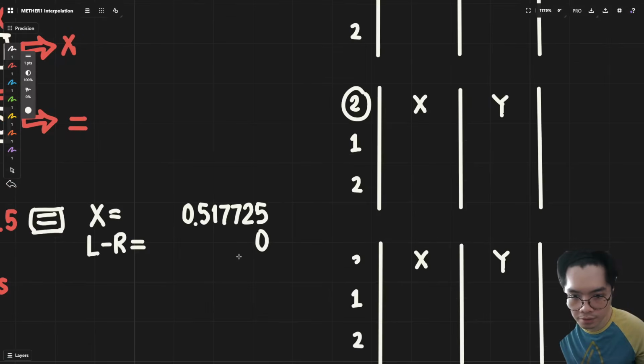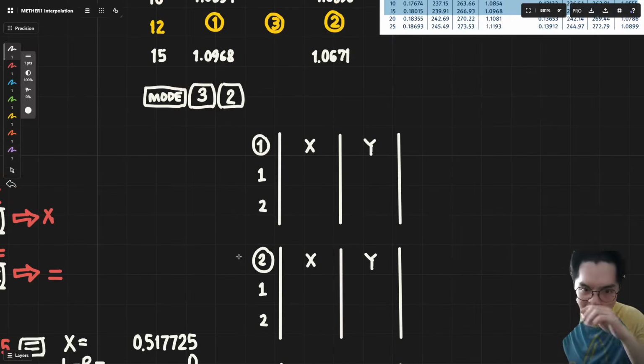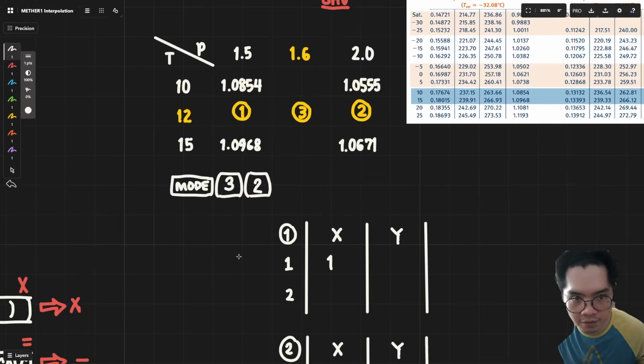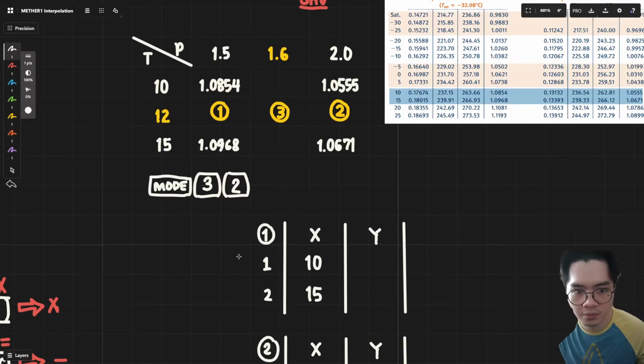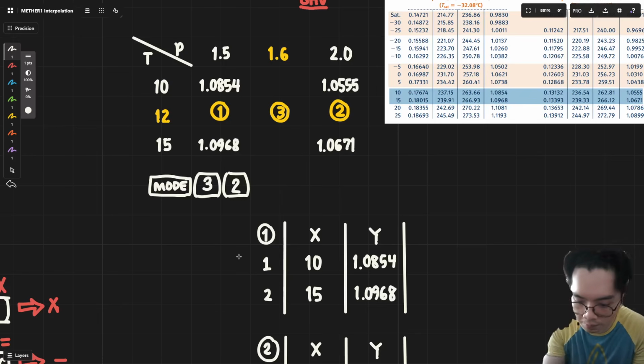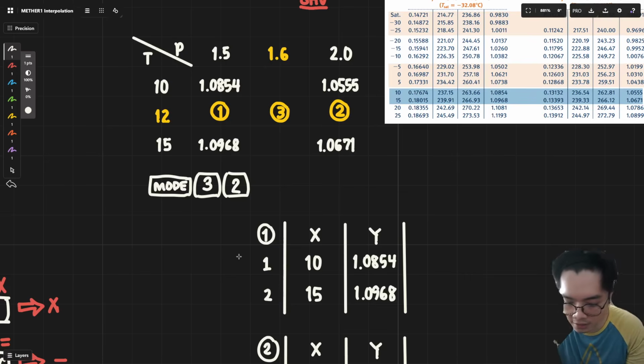2 and then 3. And now what we will get is basically for this first one, we will have 10 and 15, right? We will now have 1.0854 and 1.0968. So let's try this. I'll put on my Casio mode 3-2, 10, 15, and then 1.0854, 1.0968. And then we AC, right? And then we ask the calculator, what is the corresponding Y value for 12, right?